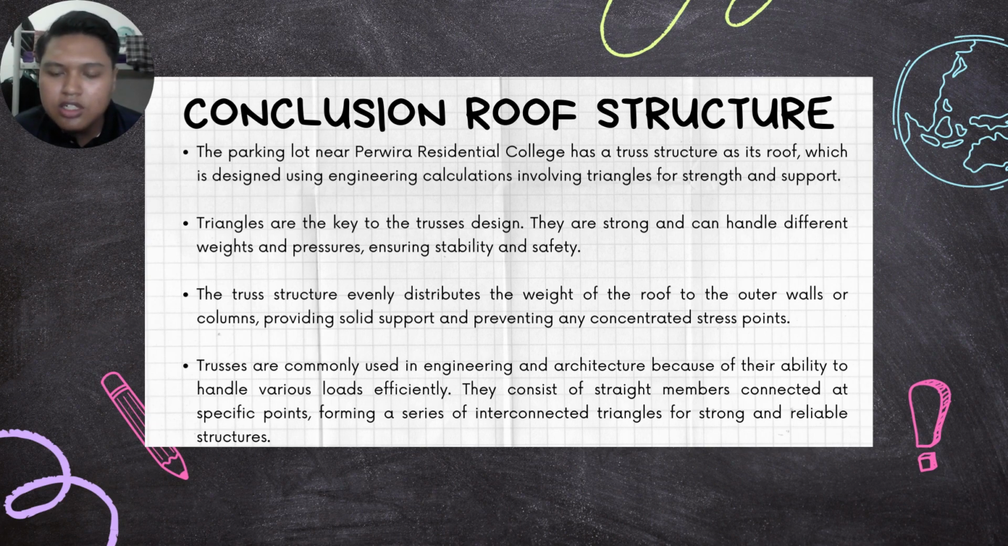The truss structure evenly distributes the weight of the roof to the outer walls or columns, providing solid support and preventing any concentrated stress points. Trusses are commonly used in engineering and architecture because of their ability to handle various loads efficiently. They consist of straight members connected at specific points, forming a series of interconnected triangles for a strong and reliable structure.